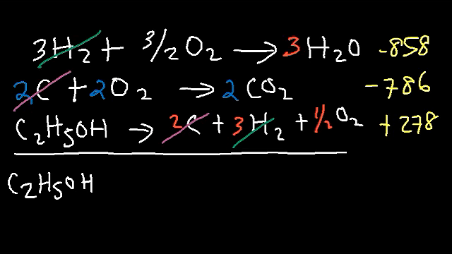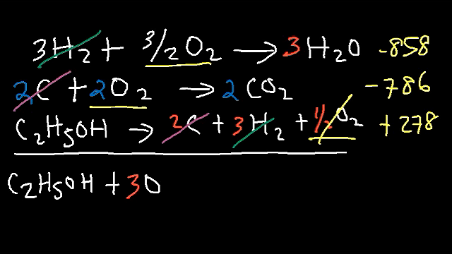Now let's focus on the oxygen atoms. So on the left side, we have 2 plus 1.5 oxygen atoms. That's 3.5 on the left. But we have a half on the right. If we subtract half from both sides, this will cancel. And on the left side, instead of having 3.5, we'll have 3. Because 3.5 minus 0.5 is 3. So we're going to have 3 O2 on the left side.